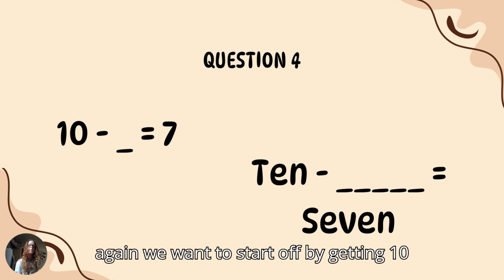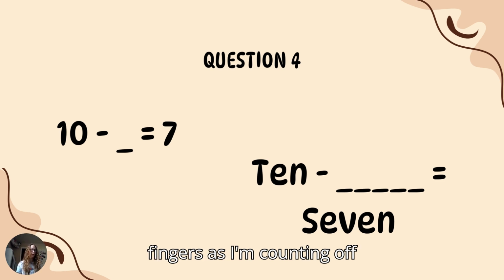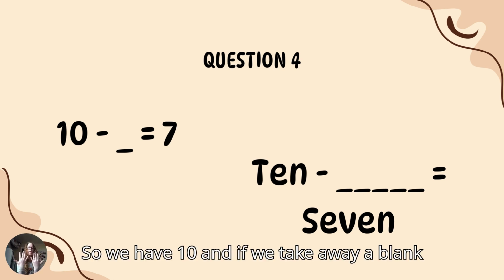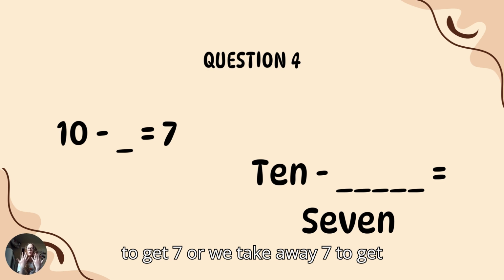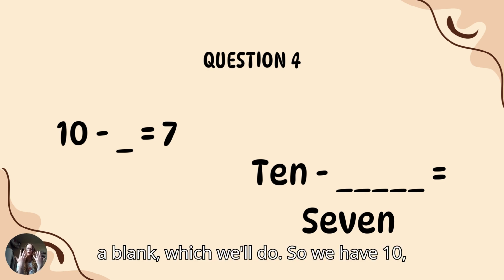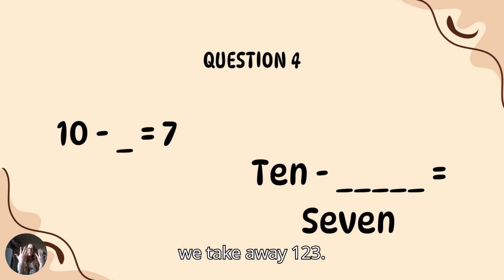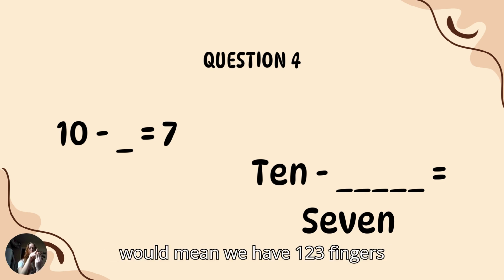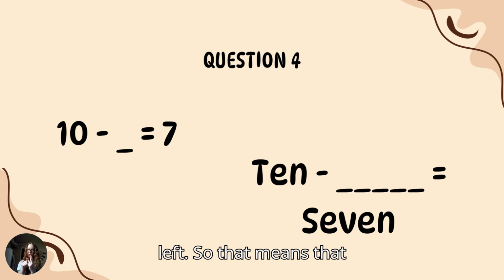Of course, again, we want to start off by getting 10 fingers. So, counting off 1, 2, 3, 4, 5, 6, 7, 8, 9, 10. So, we have 10. If we take away a blank to get 7, or we take away 7 to get a blank, which we'll do, we have 10, we take away 1, 2, 3, 4, 5, 6, 7. We have this many after taking away 7, which means we have 1, 2, 3 fingers left. So that means that 10 minus 3 equals 7.